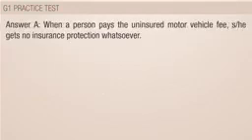Answer A. When a person pays the uninsured motor vehicle fee, he gets no insurance protection whatsoever.